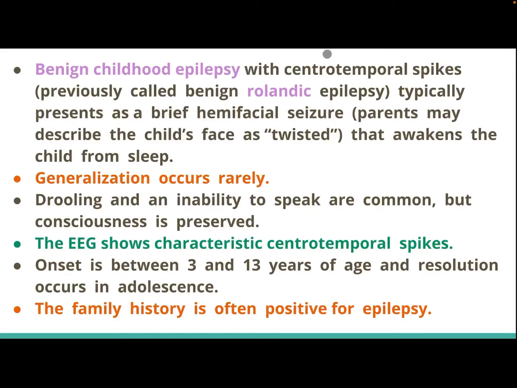Benign childhood epilepsy with centrotemporal spikes, previously called benign Rolandic epilepsy, typically presents as a brief hemifacial seizure. Parents may describe the child's face as twisted, and it awakens the child from sleep. Generalization occurs rarely. Drooling and inability to speak are common, but consciousness is preserved. The EEG shows characteristic centrotemporal spikes. Onset is between 3 and 13 years of age and resolution occurs in adolescence. The family history is often positive for epilepsy.